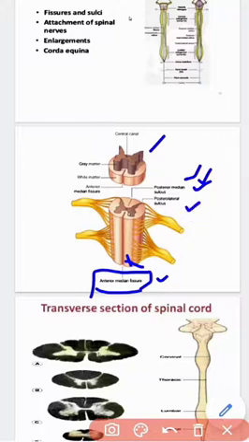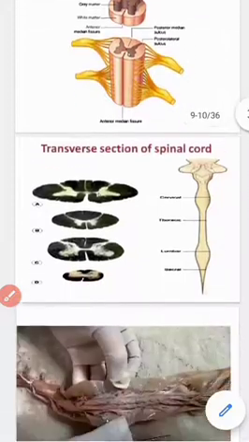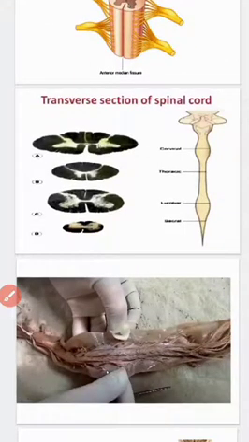Posterior lateral sulcus: there are two pairs of posterior lateral sulci here. Here is one sulcus, the anterolateral sulcus, and here is another anterolateral sulcus. That's it. Here in the center is the central canal, which is filled with cerebrospinal fluid.